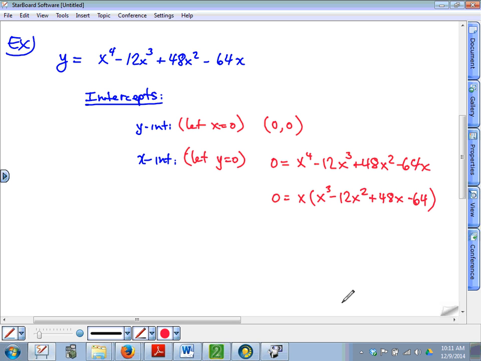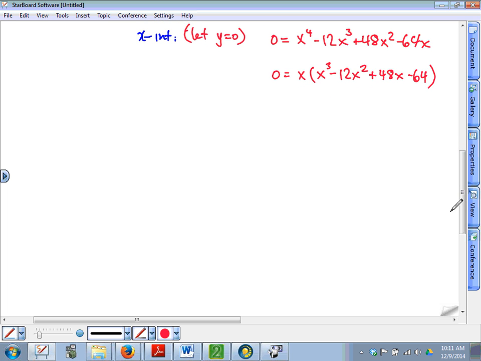How do we proceed? This is stretching your memory from last year's pre-calc course. Then I would just do 0 equals x times x to the third minus 12x squared plus 48x minus 64. So we know x equals 0 is one of them.